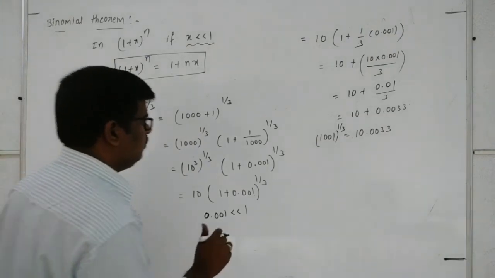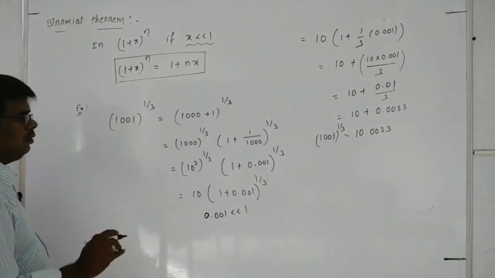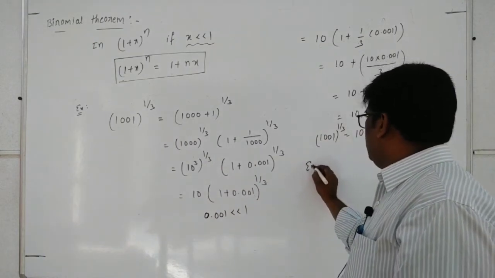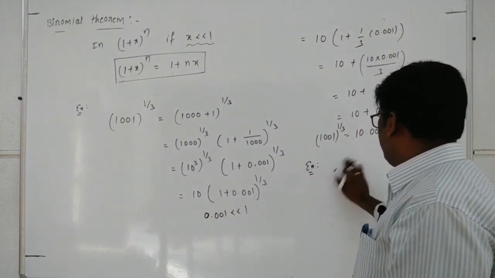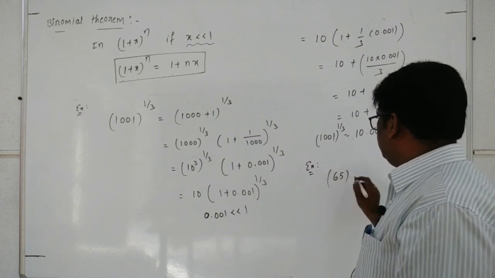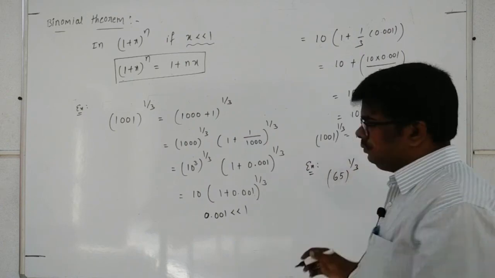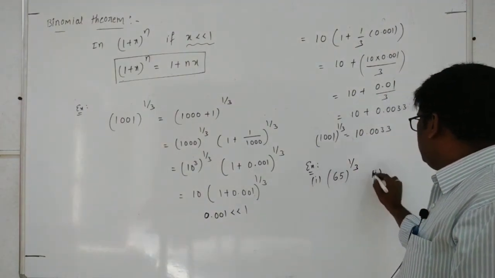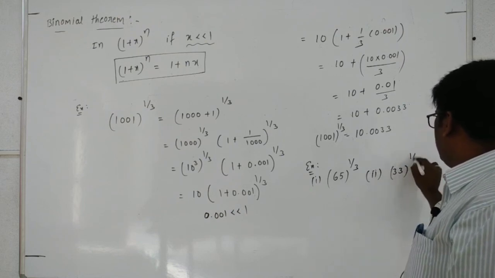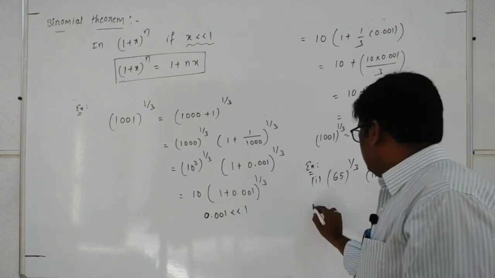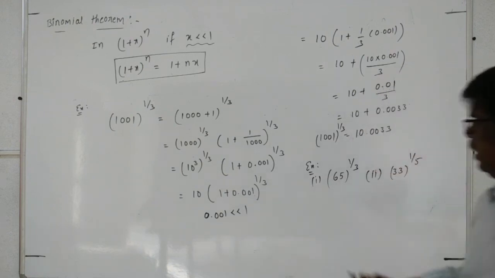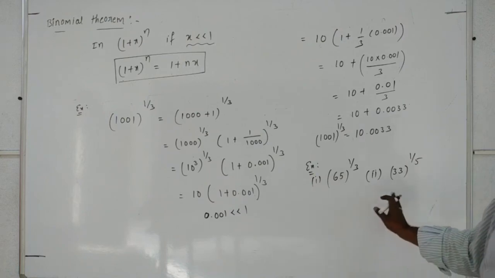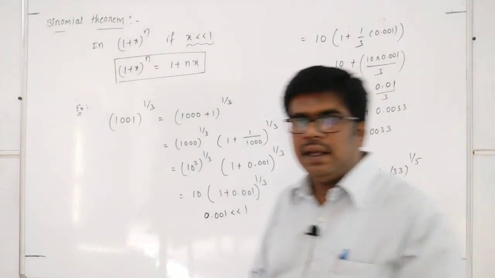For practice you need to solve these. Example 1, 65 whole power 1 by 3. Second one, 33 whole power 1 by 5. These two you try. Okay, 65 whole power 1 by 3, how much? 33 whole power 1 by 5 is how much? You try using this method. Okay, you can get the answer.